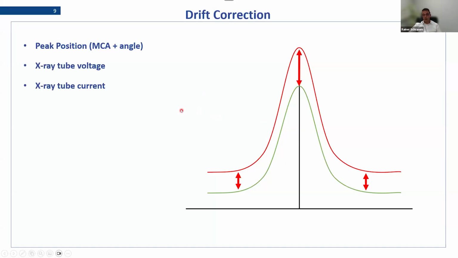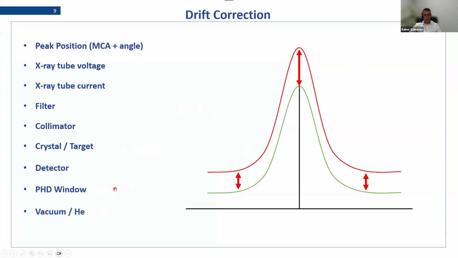Then the X-ray tube voltage and current could give a different intensity over time, so it's a kind of aging. Also the same for the filter, the collimator, the crystal, the detector. They all could change a little bit over time and then be the reason for the change in the peak formation. Also, this PHD window should be set correctly.